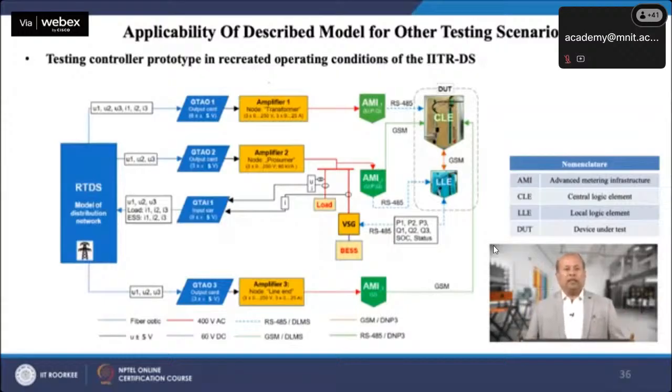Hence, with case studies corresponding to different scenarios, testing of VSG, CLE and LLE can be performed. The PHIL demonstration of ancillary support from VSG can be concluded in this slide with a few important lessons learned.